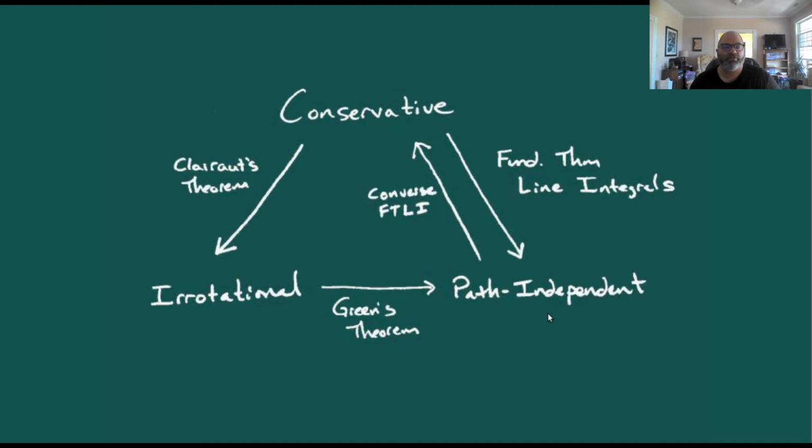And then the question that we left off with in our fundamental theorem of line integrals video was, what about the converse? If we're path independent, are we guaranteed to be a conservative vector field? Well, this one is the one that we'll try to answer in this video, and coming up in a video or two from now, we'll talk about Green's theorem to answer this question. What's the behavior of an irrotational vector field with respect to path independence? How does that work?